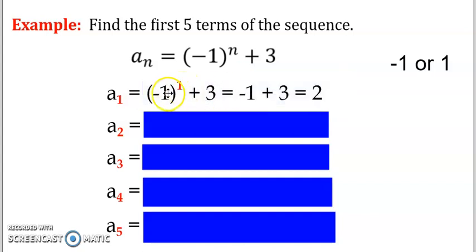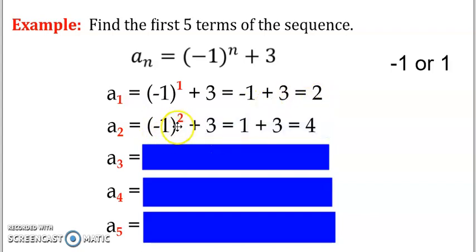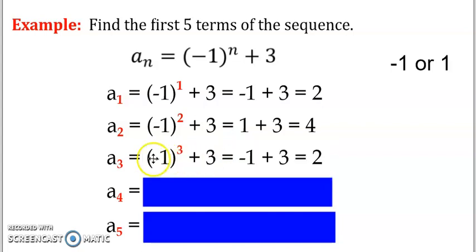I plug in 1. -1 to the first is just -1. Add 3, I get 2. Plug in 2. -1 squared, well, that makes a +1. So +1 plus 3 is 4. To the third power, -1 to the third, well, that's a -1. Add 3, and I'm back to 2.